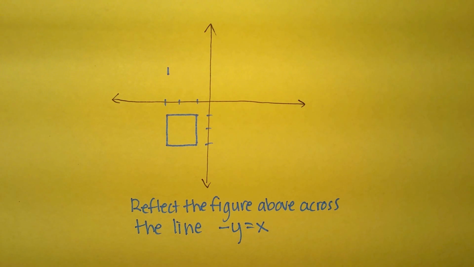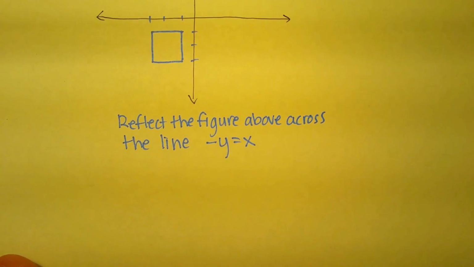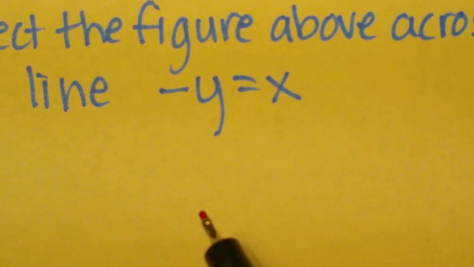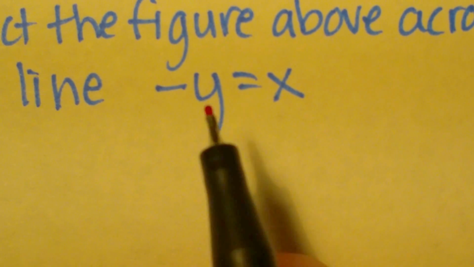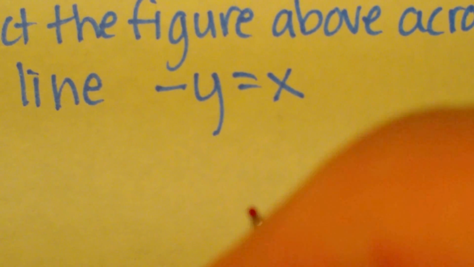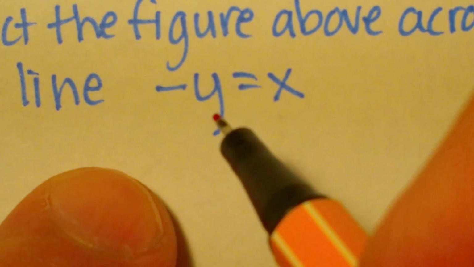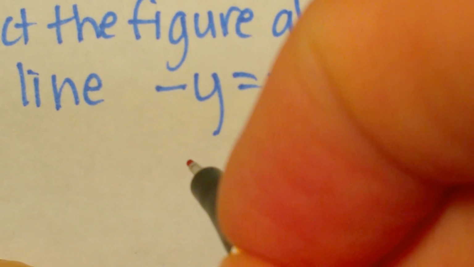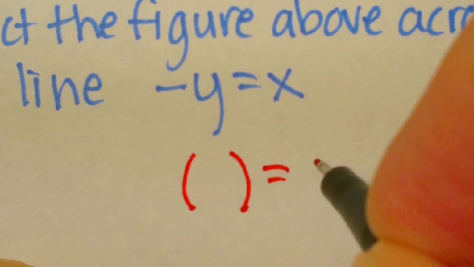Okay, I'm assuming you've done that now. So let's take a quick look. And first, let's come up with our line of reflection, negative y is equal to x. Remember what I said in my previous video. Whenever you replace variables, put in parentheses.